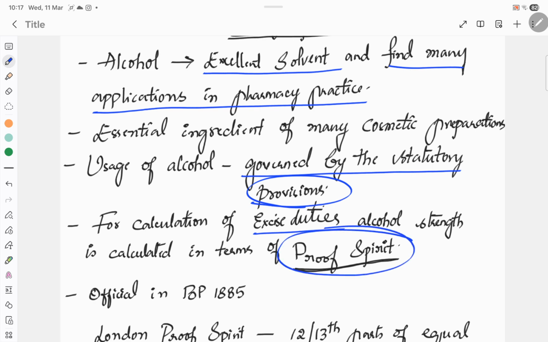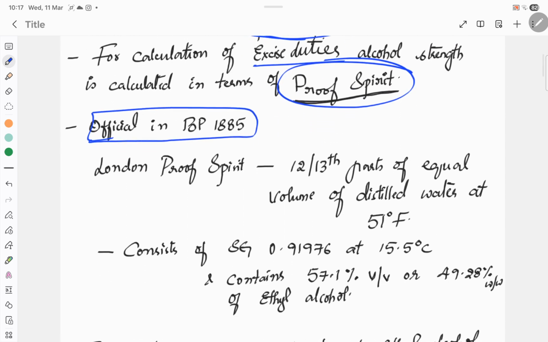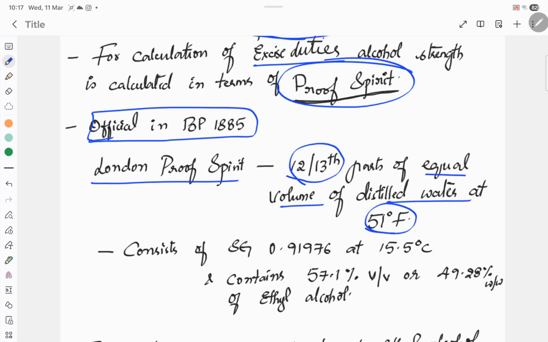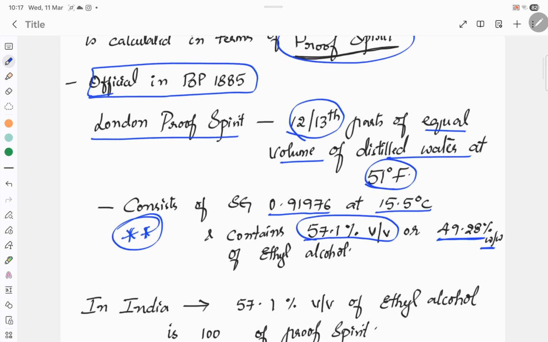This proof spirit was officially brought in the British Pharmacopoeia 1885. According to this, the London proof spirit is nothing but 12/13th part of the equal volume of distilled water at 51 degrees Fahrenheit, and it has a specific gravity of 0.91976 at 15.5 degrees centigrade and contains 57.1% volume by volume or 49.28% weight by weight. These values of ethyl alcohol are important for competitive exams.